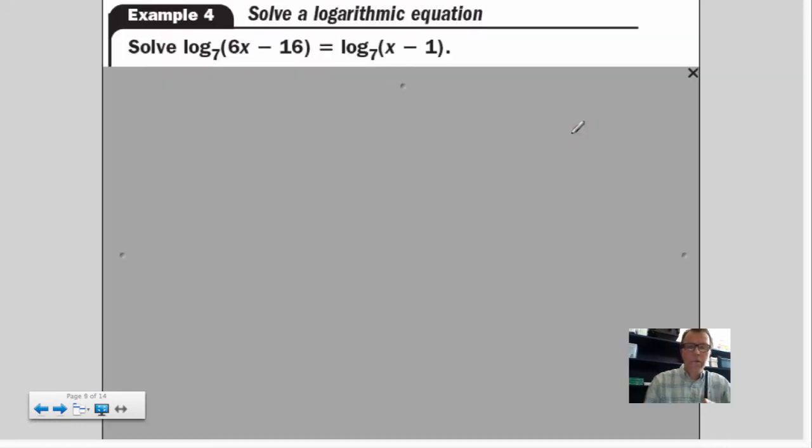So let's get into some of our examples. So here we go again. This equation kind of looks intimidating, right? It's a log equation. But if you look carefully, it's log base 7 of something is equal to log base 7 of something.